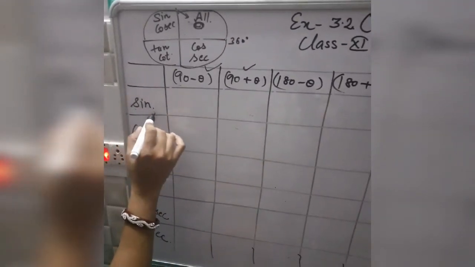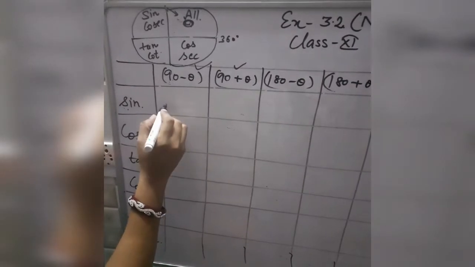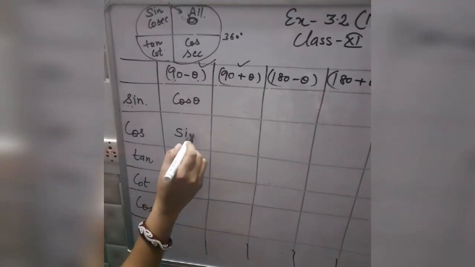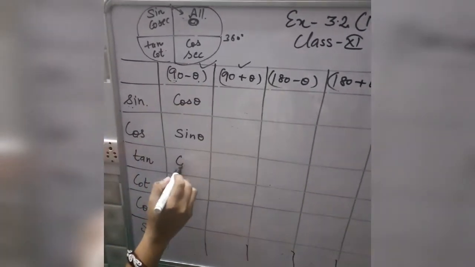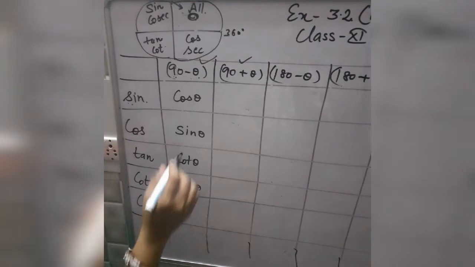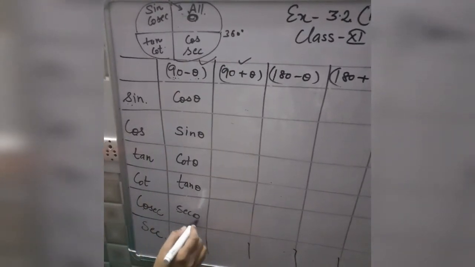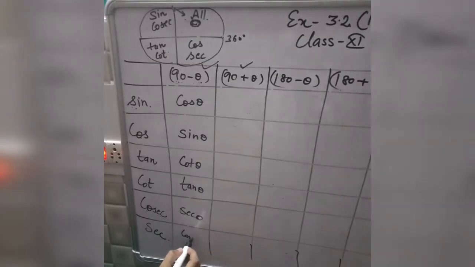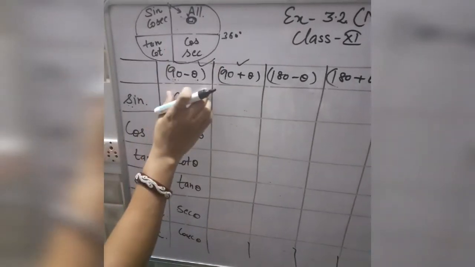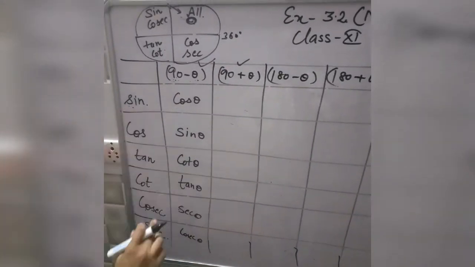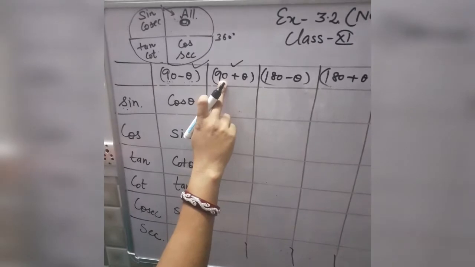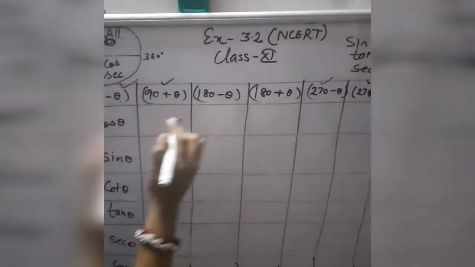So see here, sine 90 minus theta can be written as cos theta. Similarly cos 90 minus theta can be written as sin theta. Tangent 90 minus theta is cot theta, and cot 90 minus theta is tangent theta. Now cosecant 90 minus theta is secant theta, and secant 90 minus theta is cosecant theta. This is the first quadrant, 90 minus something, and in the first quadrant all trigonometric ratios are positive, that's why we have taken the positive sign here.